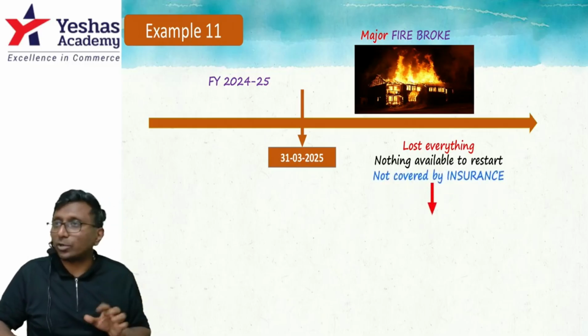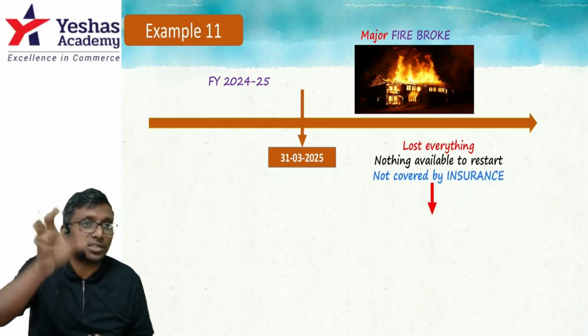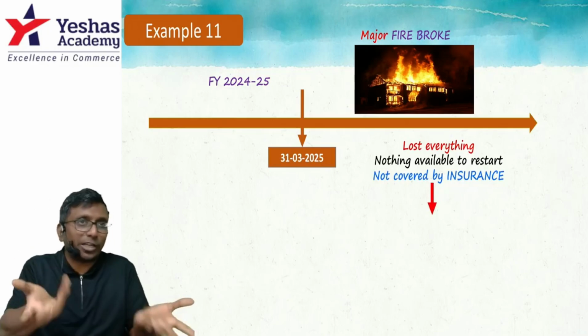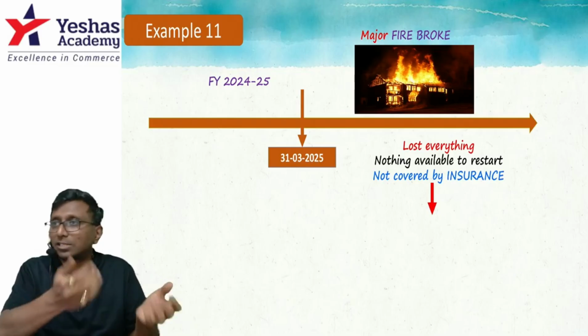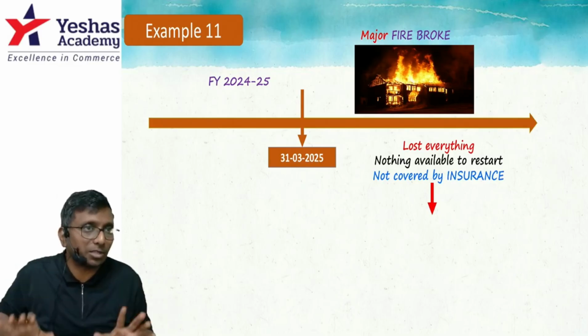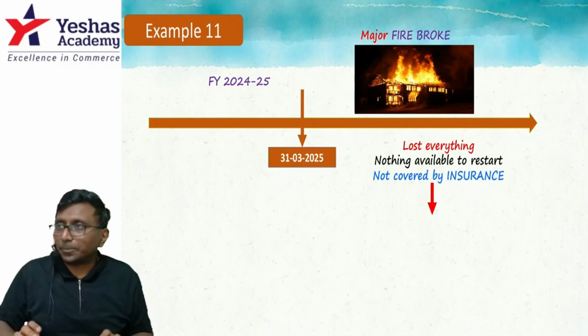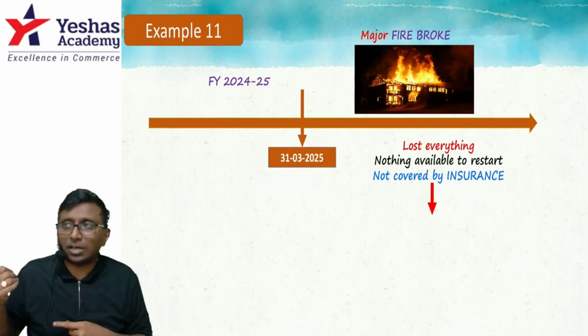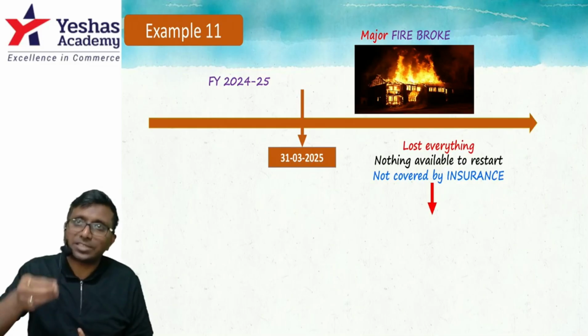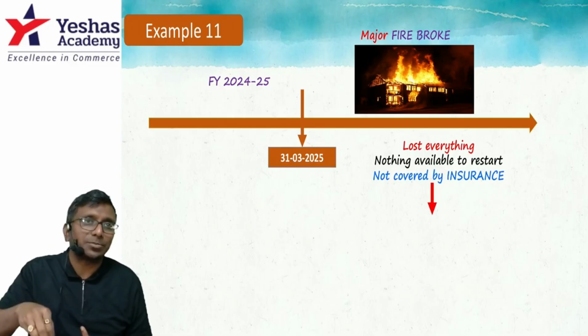You lost everything, and it's not covered by insurance. When they give the information that it is not covered by insurance, that means very strictly, I don't have money to restart. I lost everything, and the insurance money will also not come. So the going concern assumption is affected. When is it affected? After 31st March. Strictly speaking, it is a non-adjusting event, correct? But still, is it an exception to our general rules? Yes. So the going concern assumption does not exist.